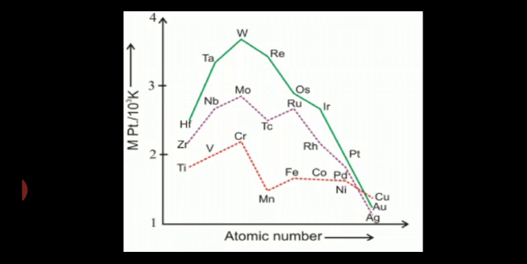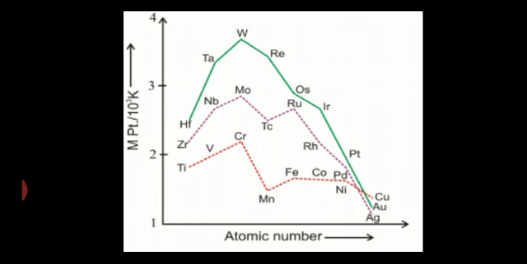So what I told you is that the melting point first increases, attains a maximum value and then steadily decreases as the atomic number increases. You can see the graph coming down in all the cases. I hope you understood the graph. Now why? What is the reason behind it?